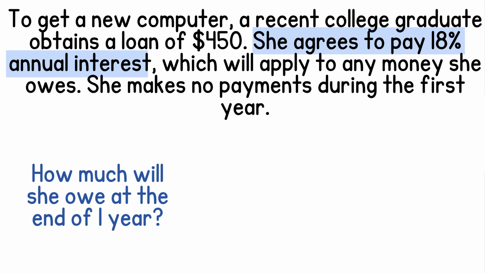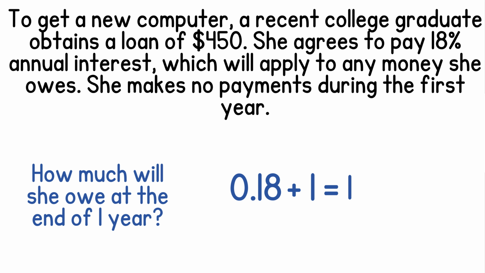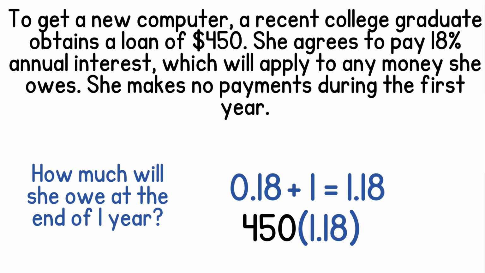We know that she agrees to pay 18%. So we're going to turn the 18% into a decimal of 0.18. And we'll add it to 1 since it's going to increase. This will give us the multiplication factor of 1.18. So we can take the loan of $450 and we'll multiply that by our multiplication factor of 1.18. This will give us a value of $531 that she'll owe after 1 year.